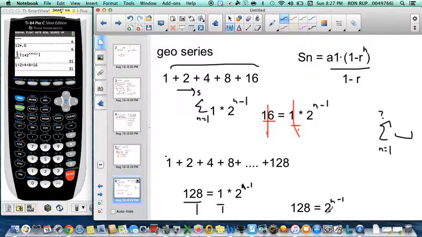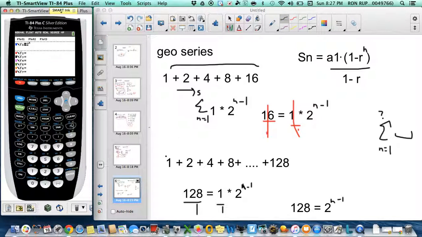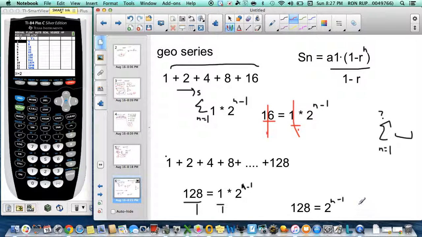So now we have to figure out 2 to the what equals 128. Well, let's check this out. Go to y equals and put 2 to the x up here and hit second table. So now we've got to find 128. Right here. So we know that 2 to the 7th power equals 128. Well, how can I make this equal 7? In order for that to happen, this would have to be 8, because 8 minus 1 is 7. So now I have this number right here, which is 8.